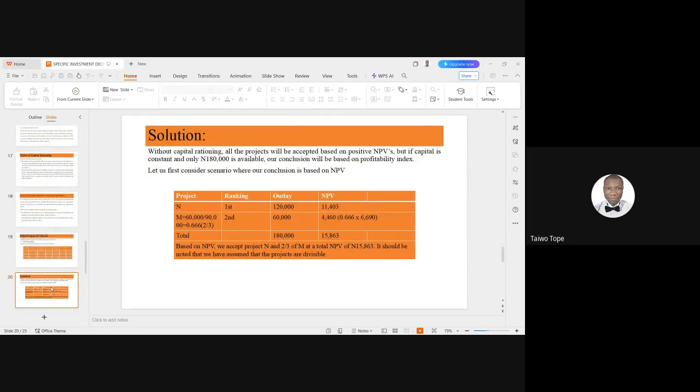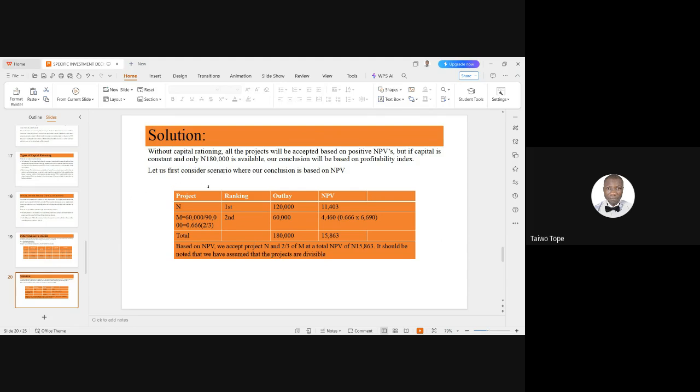The question is, without capital rationing, all projects will be accepted based on the fact that they have a positive NPV. But if capital is constrained and only 180,000 naira is available, our conclusion will be based on profitability index. Now, the point is this: we have 180,000 available for us to spend.